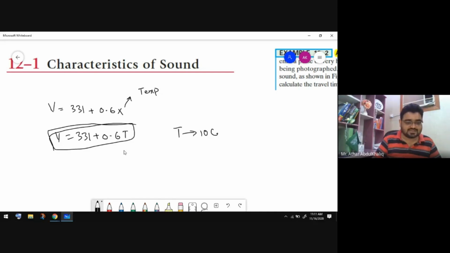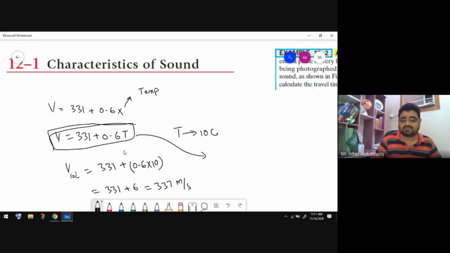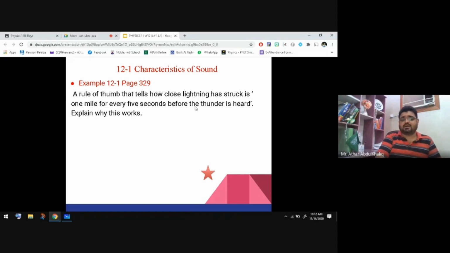So what will happen? V at 10 degrees Celsius equals 331 plus 0.6 times 10. How much will it become? 331 plus 6, that is 337. Similarly, if you use this formula when temperature rises to 20 degrees Celsius, it becomes 331 plus 0.6 times 20. 0.6 times 20 is 12, so it will be 343 meters per second. As a rule of thumb, how close lightning has struck is 1 mile for every 5 seconds before the thunder is heard.